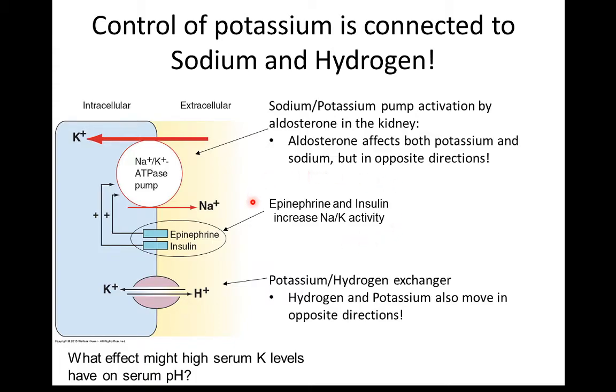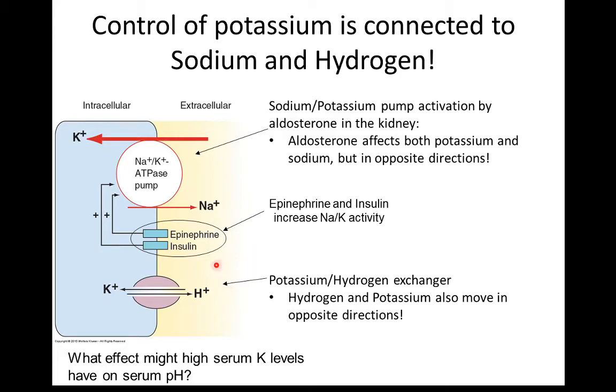Also, epinephrine, which is released by the central nervous system during fight or flight, causes some shifts in an activation of the ATPase pump and sodium to be shifted out. And finally, this last diagram is depicting the potassium-hydrogen exchanger. And in this situation, hydrogen and potassium move in opposite directions.